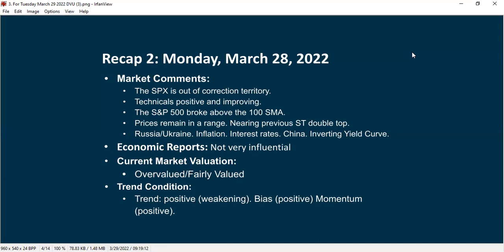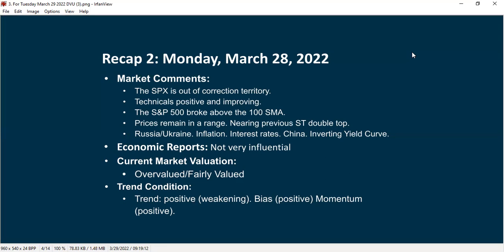The economic reports were not very influential. There's some big ones coming out later in the week, but the ones on Monday, they're nice to know and they add to the overall picture of the economy, but they're not real market movers in and of themselves. If you look at the S&P by itself, it's still considered to be overvalued.